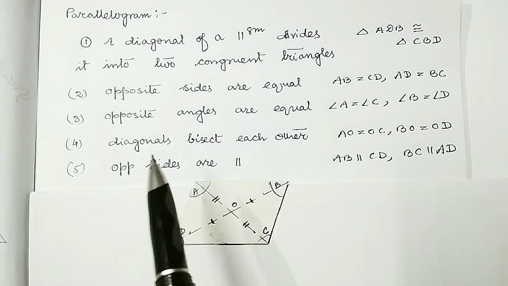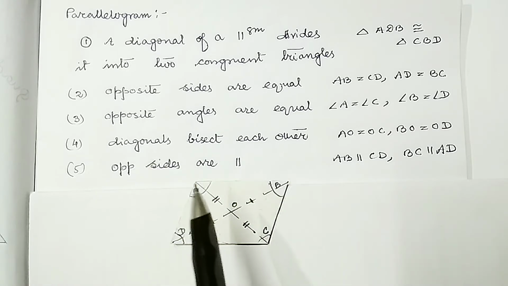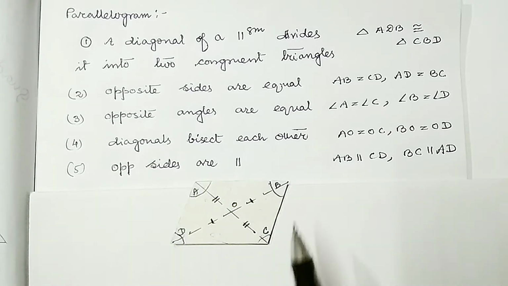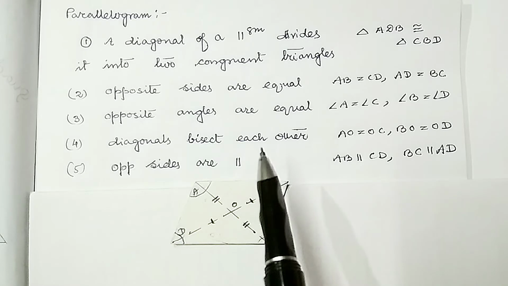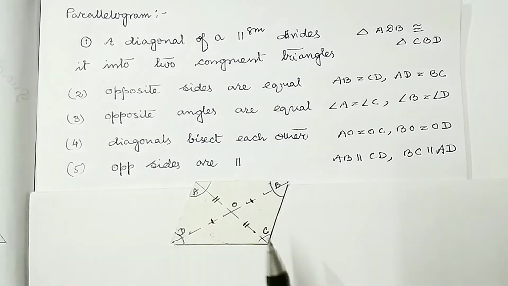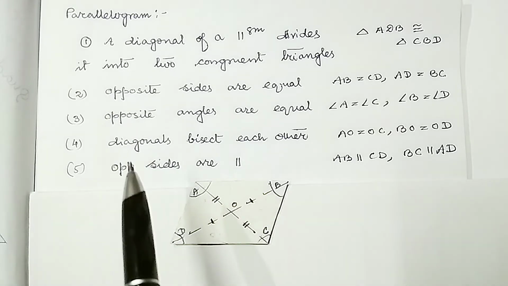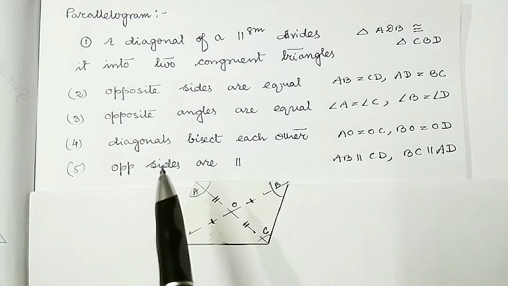Fourth point is diagonals bisect each other. This is one diagonal, AC is one diagonal, BD is another diagonal. They intersect each other at O. So according to this property, AO will be equal to OC and BO will be equal to OD, and these properties are true for all the parallelograms.